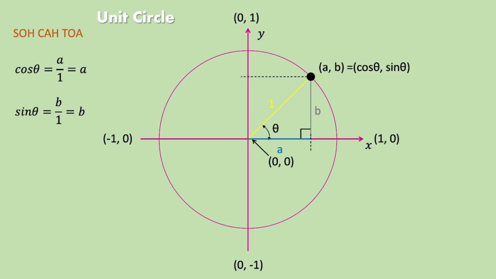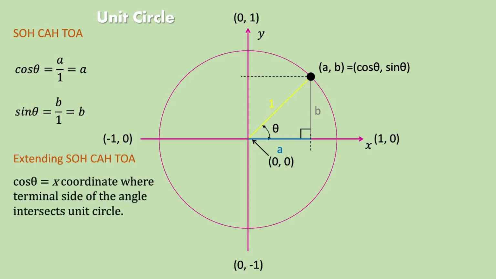So, let's set up a new definition of our trig functions, which will really be an extension of SOHCAHTOA. Instead of saying that sine equals opposite over hypotenuse, or cosine is equal to adjacent over hypotenuse, and tangent is equal to opposite over adjacent, why don't we say for any angle we can draw in the unit circle using a counterclockwise rotation, the cosine of the angle is equal to the x-coordinate where the terminal side of the angle intersects the unit circle.